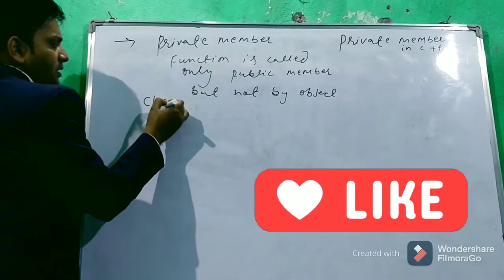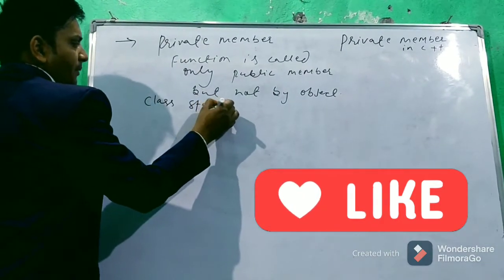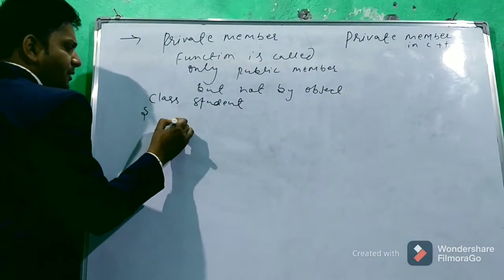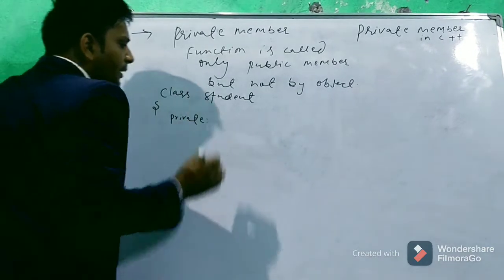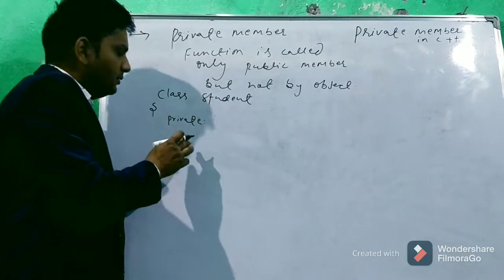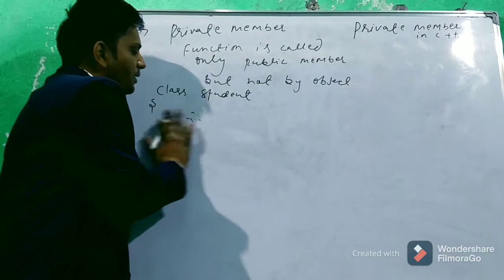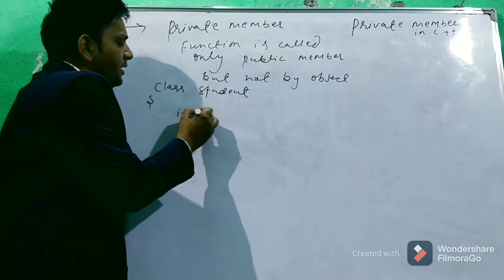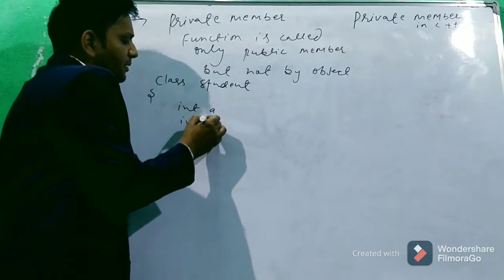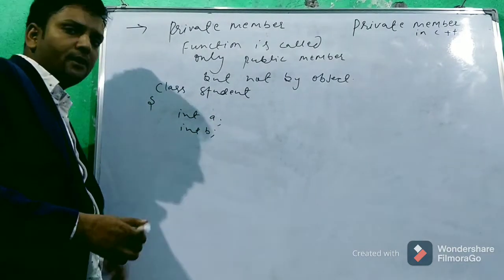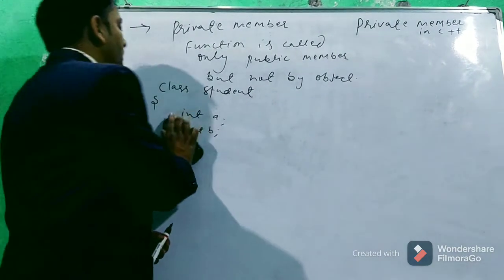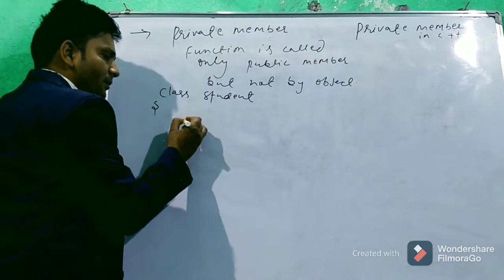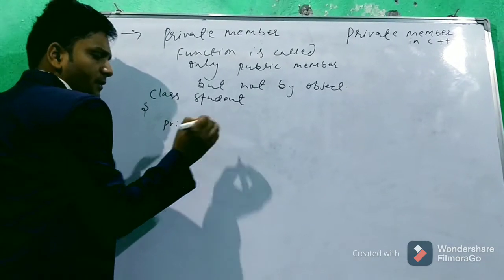We have a class. The class name is Student. I am going to declare the private specifier. If you are not writing any specifier, then by default it is treated as private. So int a, int b is also treated as private. If you want to give the specifier manually, we can give it also. Otherwise, by default it is a private specifier.